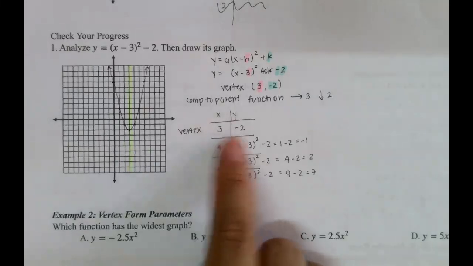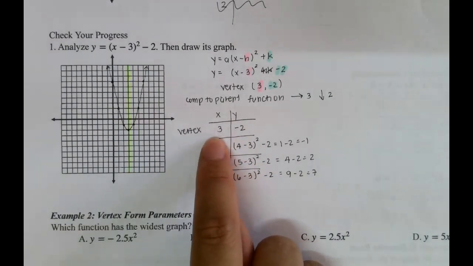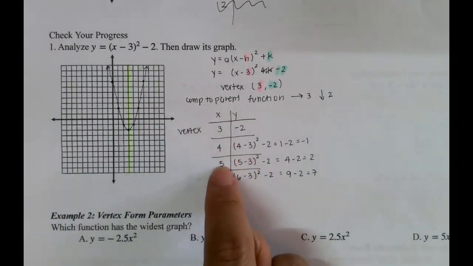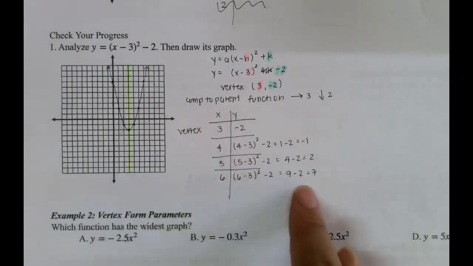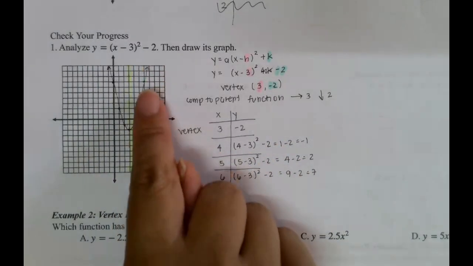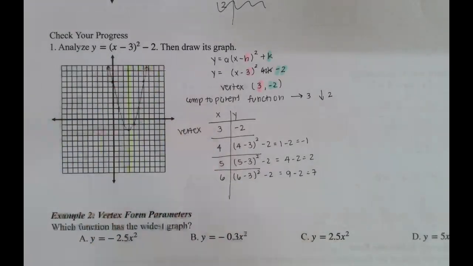Okay? So starting with my vertex, I did the next couple of x values, so 3, 4, 5, 6. Plugged it in, I got (4, -1), (5, 2), and (6, 7), which I plotted on this side, and then mirrored it over and connected it into my U shape.